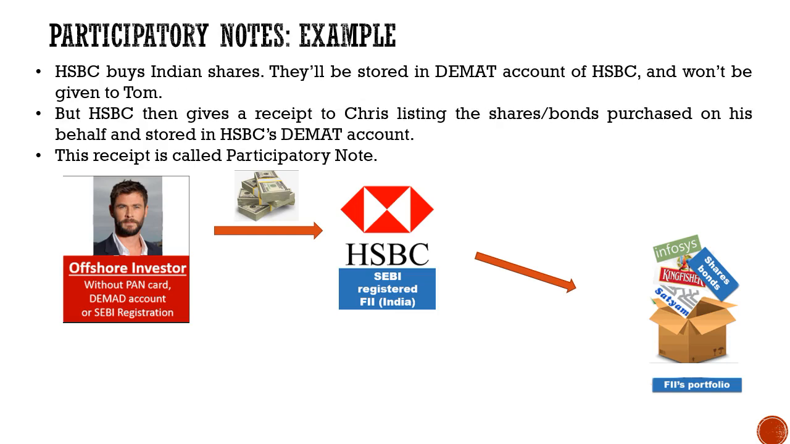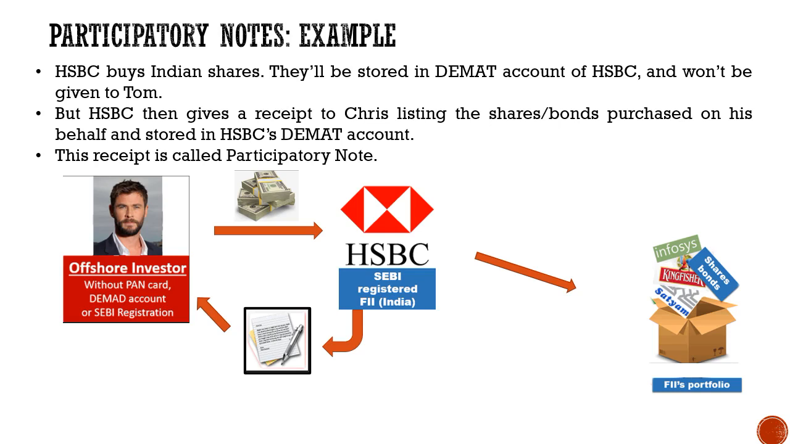Now HSBC buys Indian shares, and they'll be stored in the demat account of HSBC itself and won't be given to Tom. But then HSBC gives a receipt to Chris listing the shares or bonds purchased on his behalf and stored in HSBC's demat account. This receipt is called the participatory note.